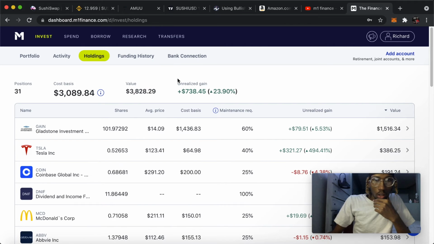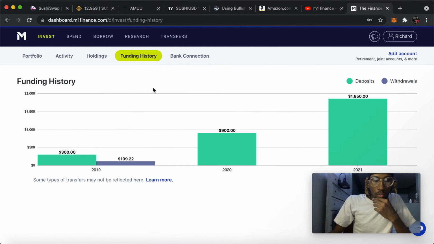Funding history. This is how much money you have put in over time, what year you put the money in, and your withdrawals as well. I'm going to let y'all get a look at this real quick before I move on. So in 2019, I put 300 in. In 2019, I also took out $109.22. 2020, I put 900 in, etc., etc.